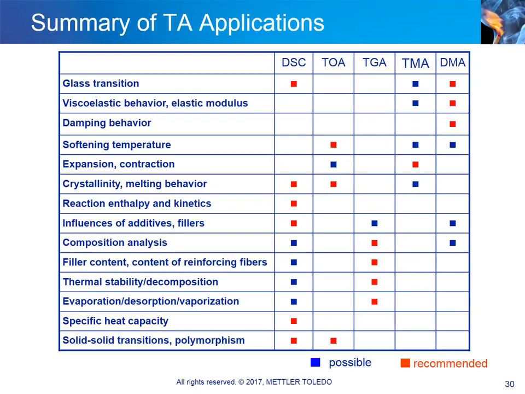TMA is normally used to study the expansion, softening, or shrinkage of materials and the glass transition. Its unique application is the determination of the coefficient of thermal expansion, or CTE. DMA is used to measure the mechanical behavior and properties of materials. This includes the modulus and damping behavior. It is the most sensitive method for measuring and characterizing glass transitions, TG, and sub-TG relaxations in materials.